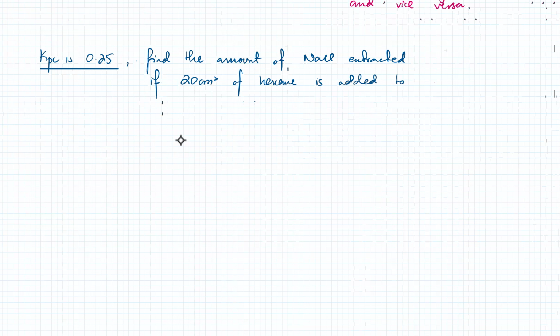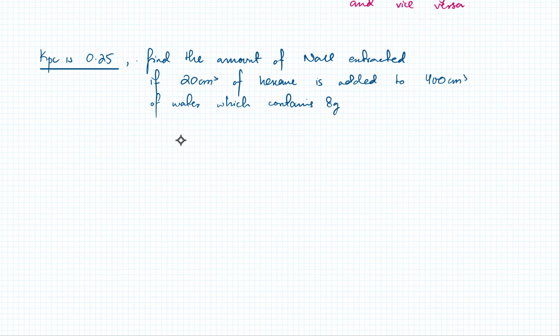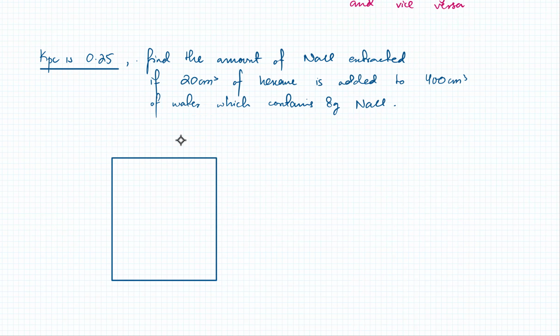to 400 cm cube of water, which contains, let's say, 8 grams. So here's what the question is. Remember, we already know what the KPC is. So it's a slightly different mixture. You've got 400 cm cube of water.